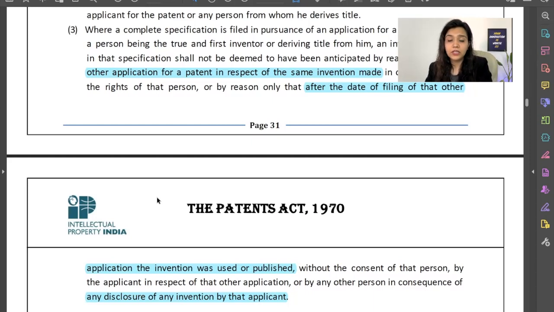So it simply means that if your invention is commercially worked or published after filing your application, nothing is going to hamper it. You will be granted a patent. So if any publication happens after the date of priority, that is okay.